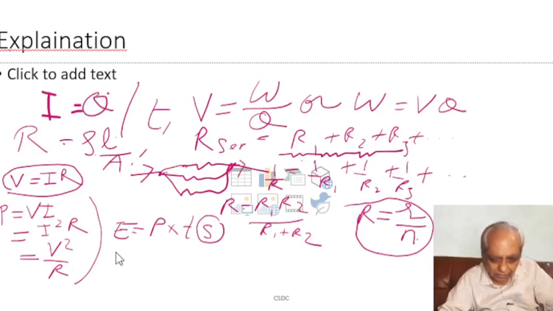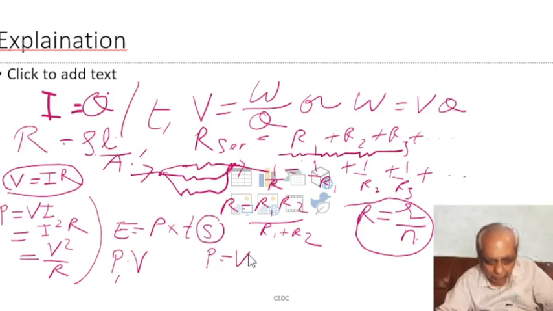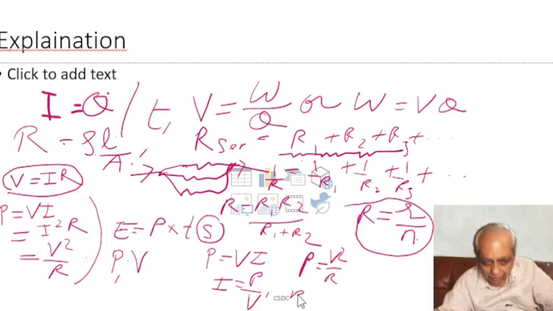Then in case the power rating is given, what are we given? We are given power and we are given voltage. Then P is equal to VI, so I is equal to P upon V. And from the other formula, P equal to V square upon R, so R is equal to V square upon P. So whenever we are given the power rating, we can calculate current and resistance in this manner.